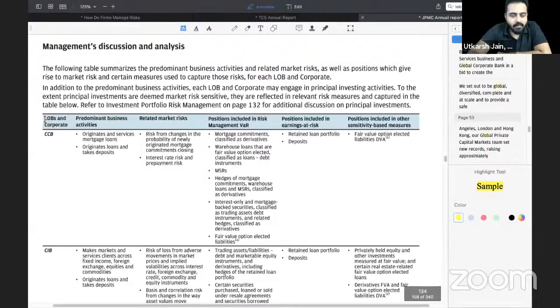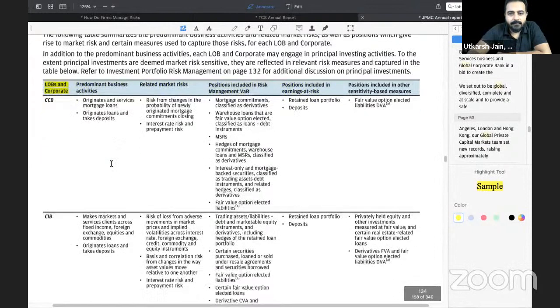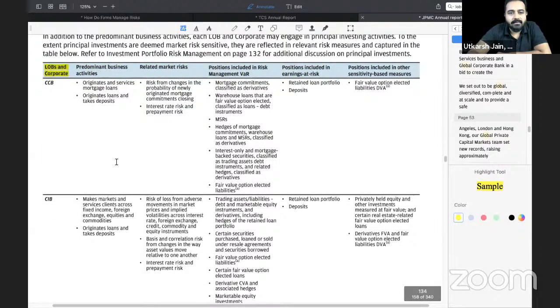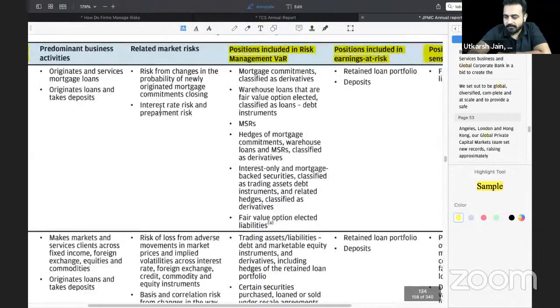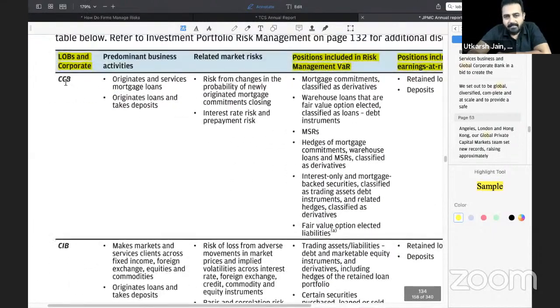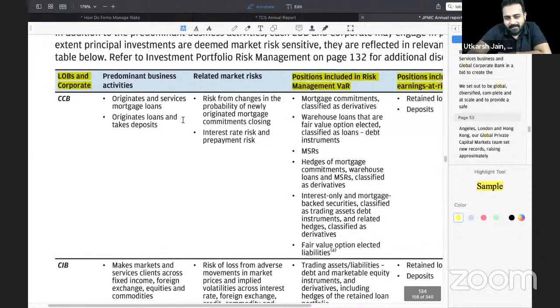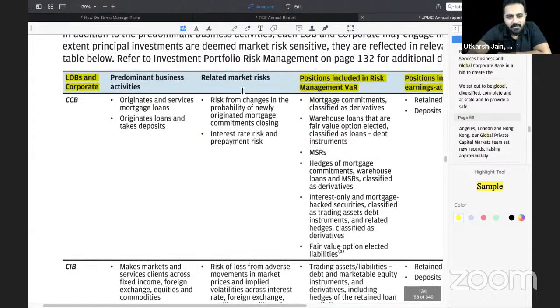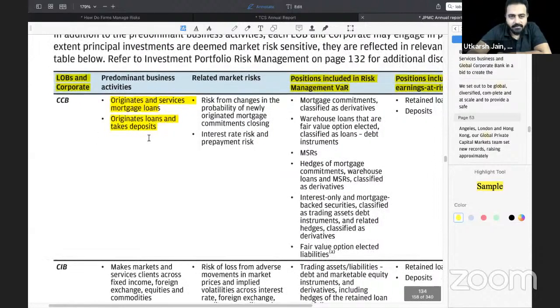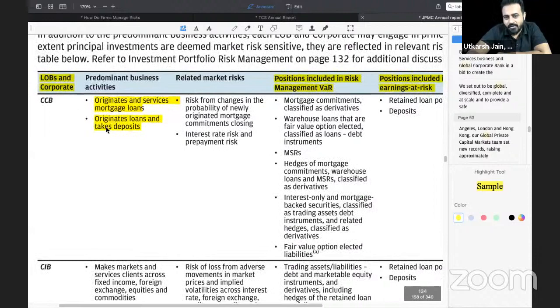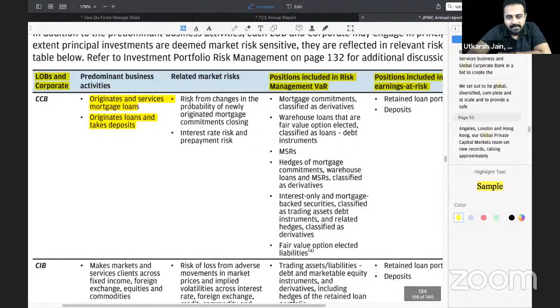Now they've given a list of lines of businesses and they've asked what the business activities are and what the market risk and position included in the risk management are: earnings at risk and sensitivity-based risk measures. Correct. So CCB, I don't know what the expansion is, but we can figure that out. We'll have to search through the annual report, but it looks like it originates and services mortgage loans. Originate loans, takes deposits. Okay, could be commercial banking, I guess. I'm not sure, but it's mortgage, so no, maybe something else.